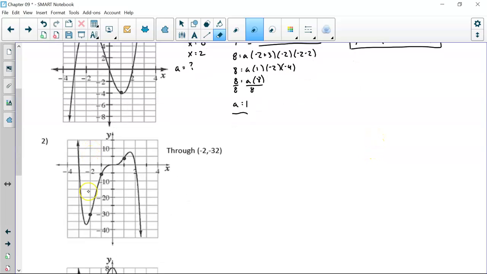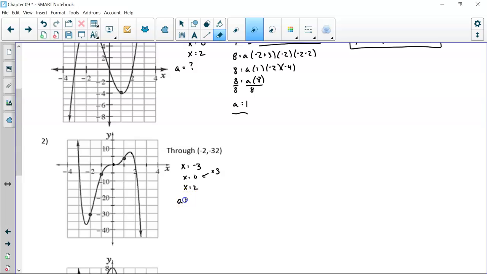Now, we can see there's 1, 2, 3 turning points. So I know my degree is going to be odd, but I see it doing something weird here. What's happening there is it's not going straight through, which means it's being repeated. So our zeros: x equals -3, x equals 0, and x equals 2. Now that 0 is going to be repeated 3 times, and that's going to be important to recognize.